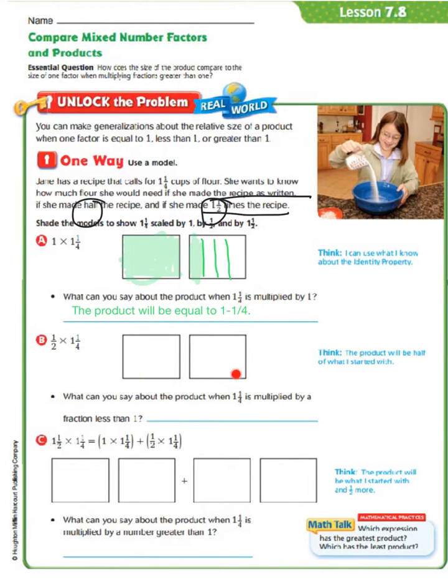So let's shade our models to demonstrate the 1 1/4. Of course, the 1 is going to give us the whole number, so we need to shade the whole box to demonstrate the 1. And then, when we're looking at the fraction, we see 1/4. The denominator tells us how many pieces we need to divide it into. And we have a numerator of 1, so we need to shade 1 piece of it.